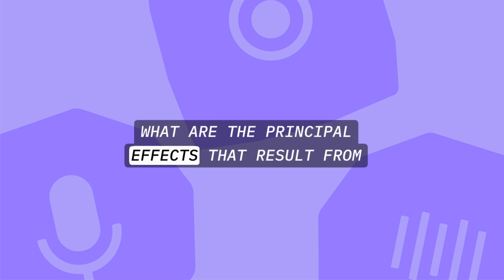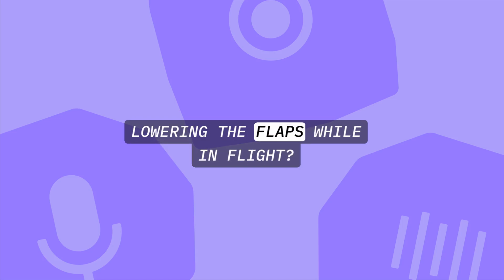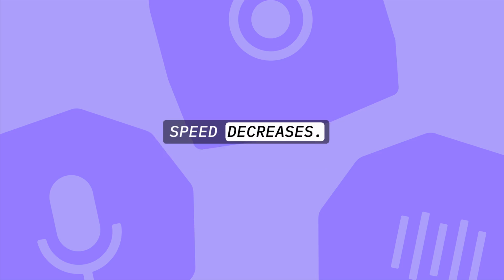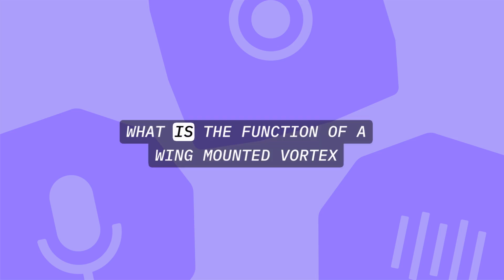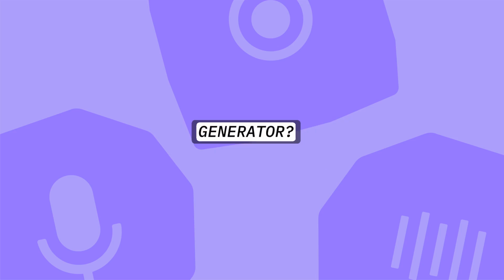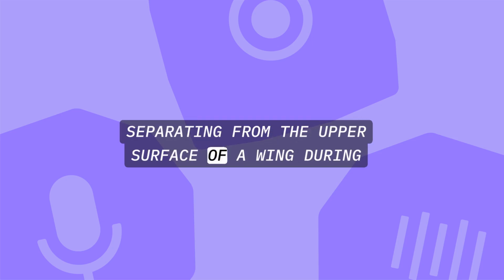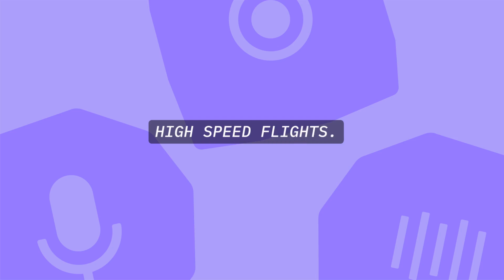What are the principal effects that result from lowering the flaps while in flight? Lift increases, drag increases, and stall speed decreases. What is the function of a wing-mounted vortex generator? Vortex generators delay or keep the airflow from separating from the upper surface of a wing during high-speed flights.